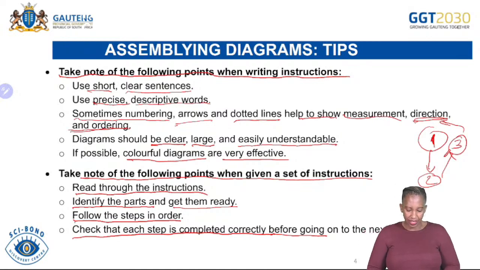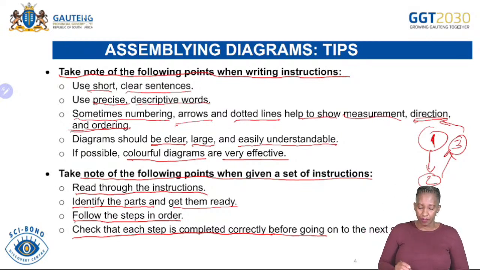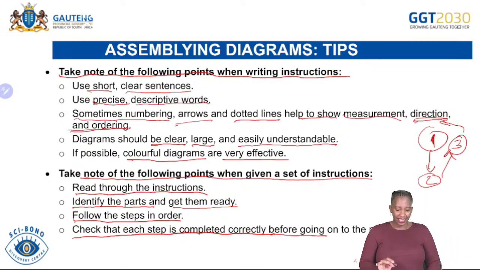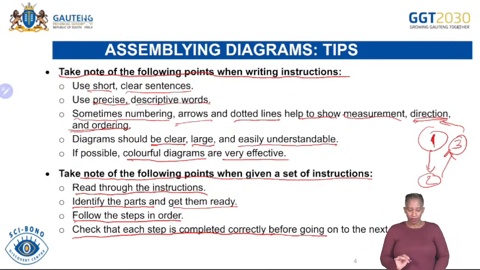So boys and girls, it's very easy with assembling tips. Number one, if you are to give the instruction, you have to be clear. You use short and clear sentences. You use precise and descriptive words. Sometimes numbering, arrows, and dotted lines help you to show the measurement, direction, and ordering. Diagrams should be clear, large, and easily understandable.